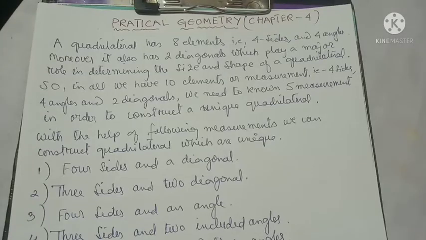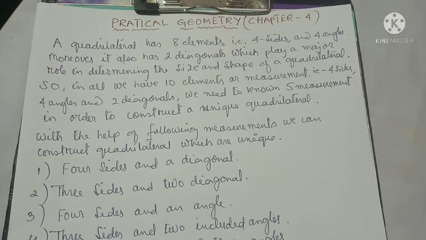Dear student, today we are going to learn chapter number 4, that is practical geometry. Before we go through this chapter, we should recall a few points that we have learned earlier. We have already learned about basic constructions like constructing line segments, angles, perpendicular bisectors, and the construction of triangles in our previous class. Today, we are going to learn about the measurements needed for the construction of quadrilaterals. In practical geometry, we will learn how to construct quadrilaterals.